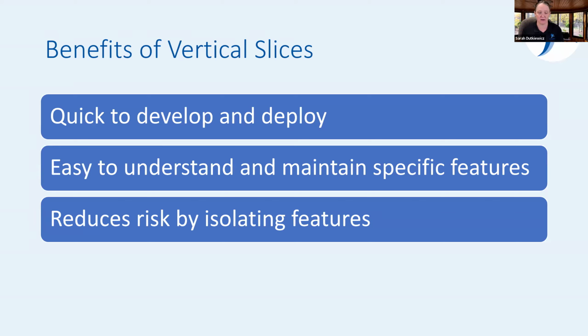And vertical slices also reduces the risk by having those features isolated. So that's the key point, is that those features are not tied together. They are separated.